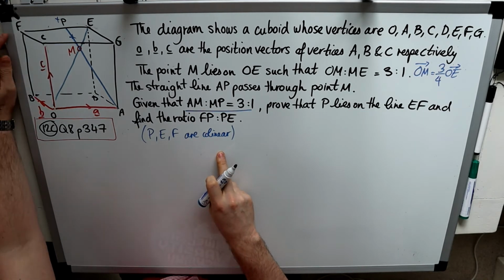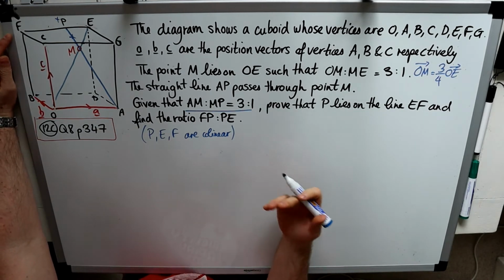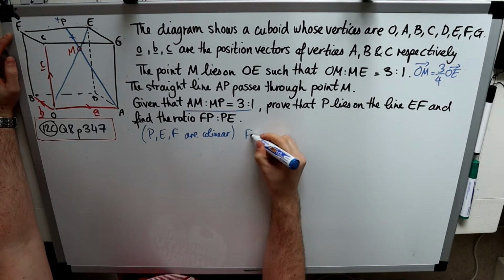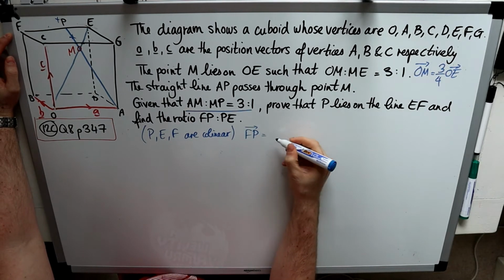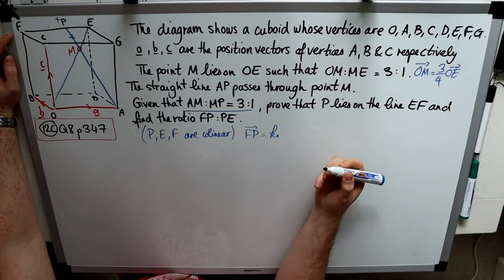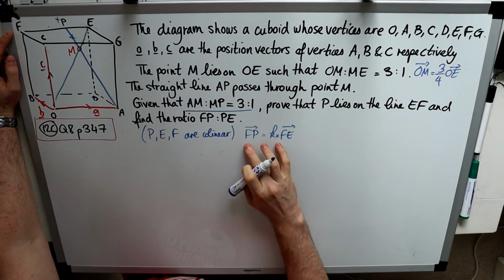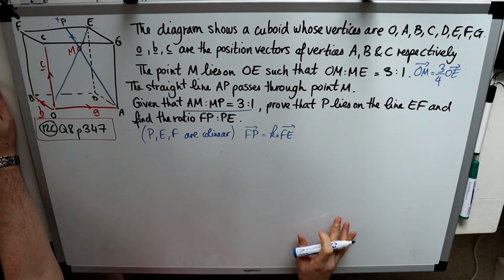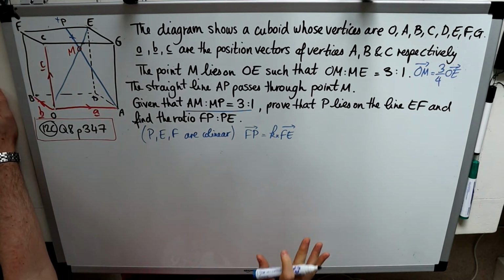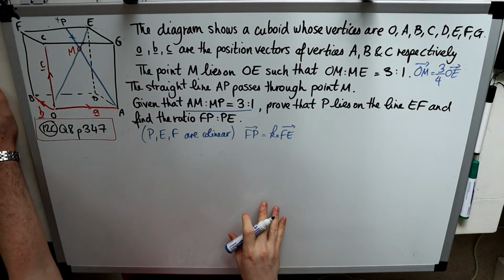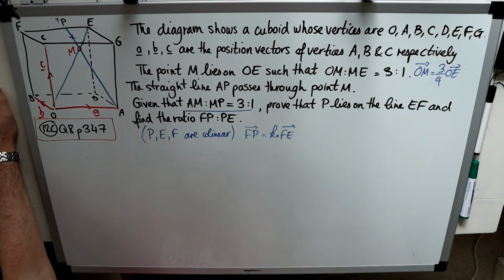And the way to prove this is in the same way as proving that something is parallel. I essentially want to write FP is equal to some multiple of FE, which means they're parallel, but because they have a point in common, they have to be on the same line. So this is the starting point. This is the way the book does it anyway. I did it a slightly different way, and I might get into that a little bit later, but I think this one is a little bit nicer because we don't actually have to resort to simultaneous equations.